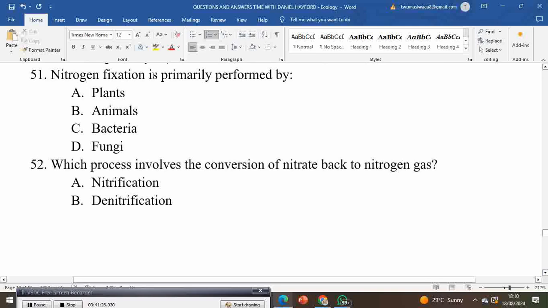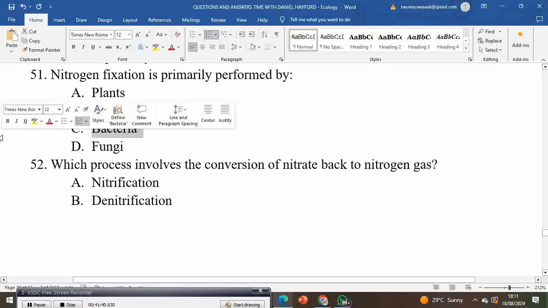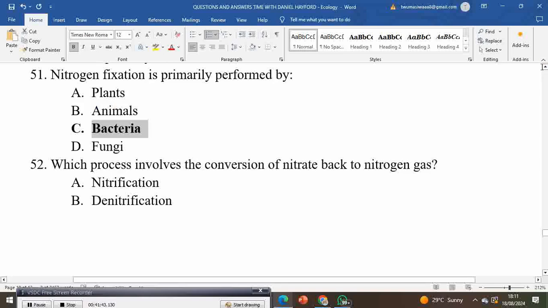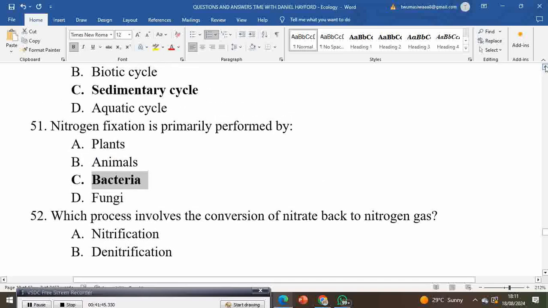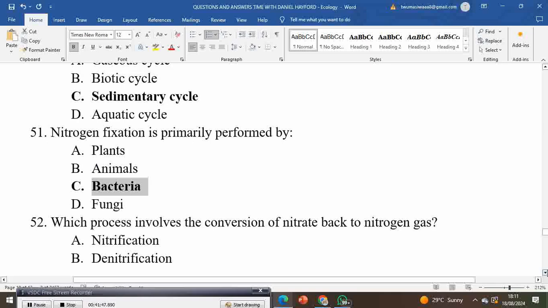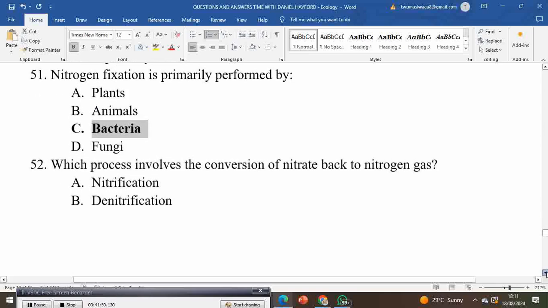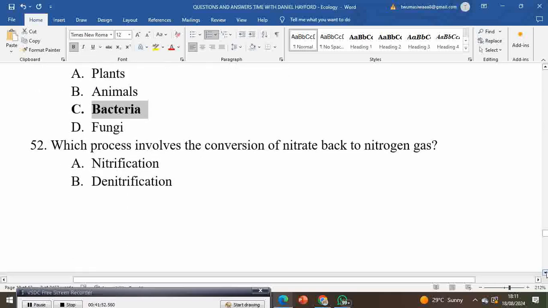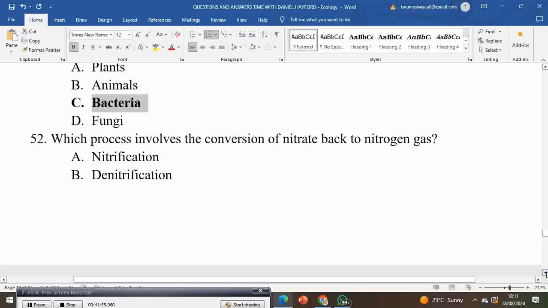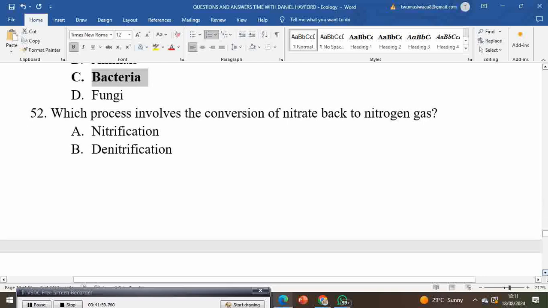Question number 51. Nitrogen fixation is primarily performed by A, plants; B, animals; C, bacteria; and D, fungi. Which one is your best shot for 51? Your best shot should be C, bacteria. Nitrogen fixation is primarily performed by bacteria. Why should we say that, or is it predominantly performed by the bacteria? What is your explanation for that? You can leave your comments.